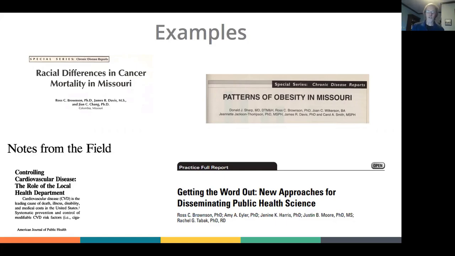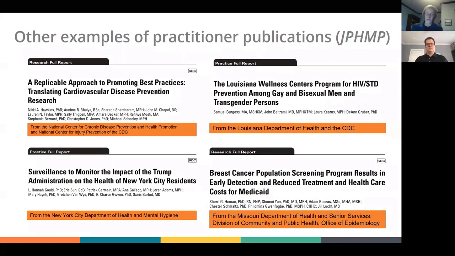If the first journal you send it to doesn't want it, don't give up. The nice thing about journal articles, unlike a lot of the grant writing we do, is that journal articles almost always will find a home. Grant writing, sometimes it's a one-shot deal and you're done. And so that's the nice thing about journal articles. On the next slide, Justin's going to say a few words about some of the practitioner-oriented articles that have appeared in the Journal of Public Health Management and Practice.